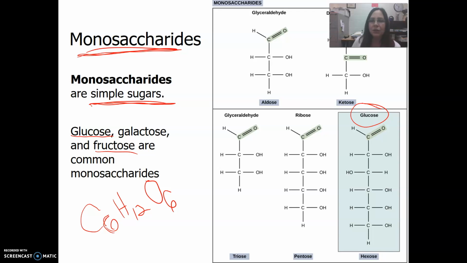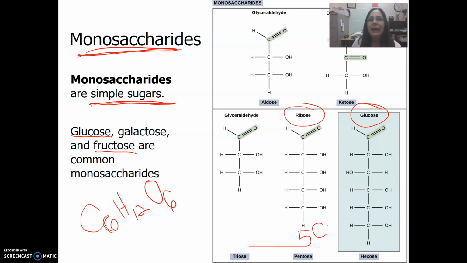The ribose sugars, there are 2 ribose sugars. There's one called ribose and one called deoxyribose, and they are the sugars found in DNA and RNA, our genetic material. So ribose sugars have 5 carbons. They're pentose, so they have 5 carbons.